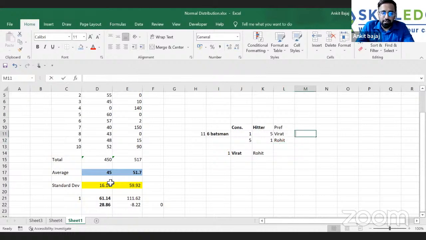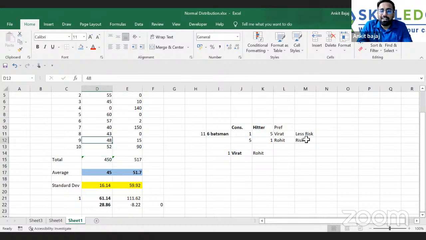Here the team wants to take less risk, so they give the opportunity to Virat because his standard deviation is low. But if the team wants to take risk because they already have 5 consistent players, they will give the opportunity to Rohit Sharma. This is about standard deviation. From the mean, you will be calculating the risk. Hopefully you got the idea.